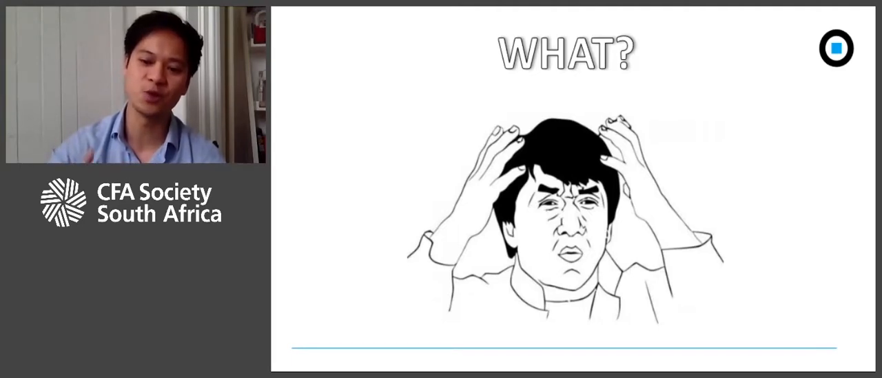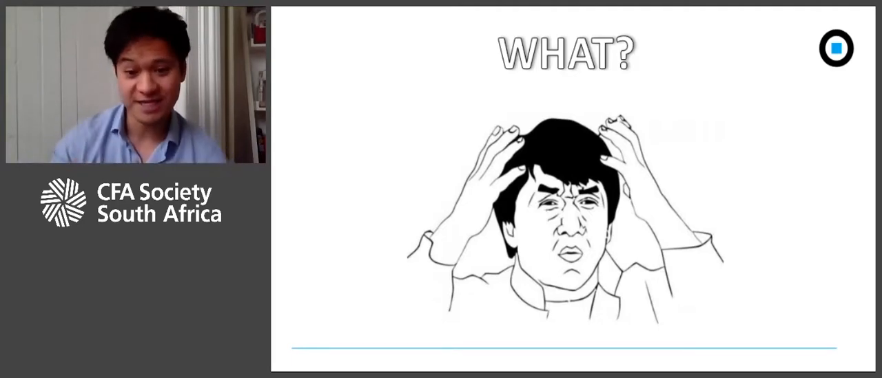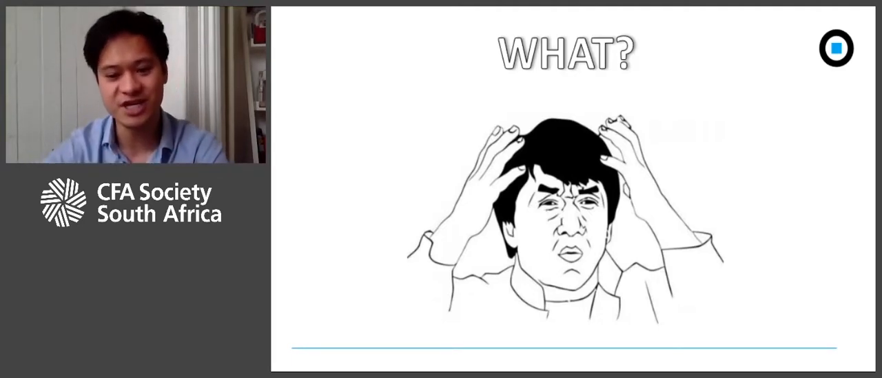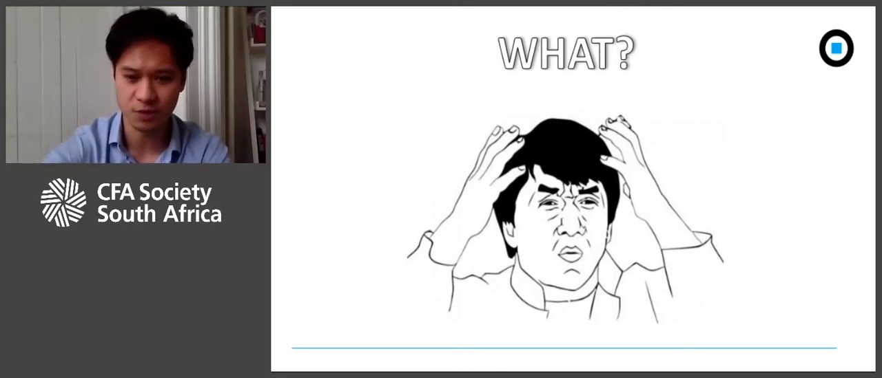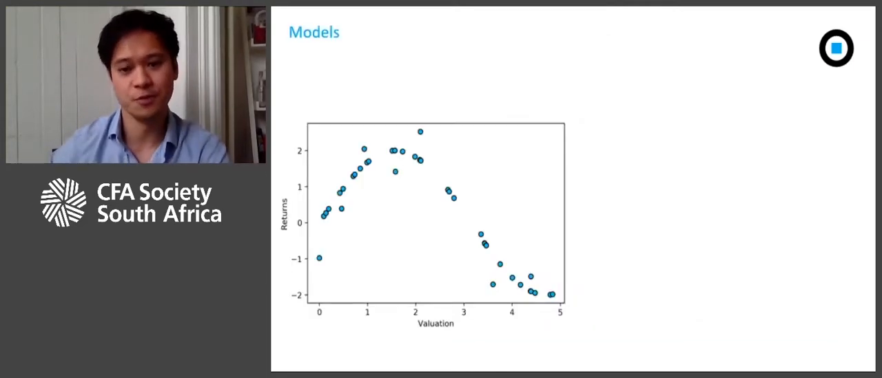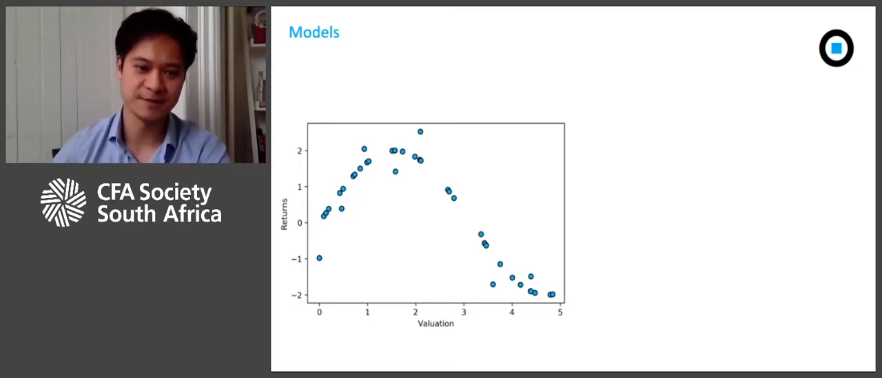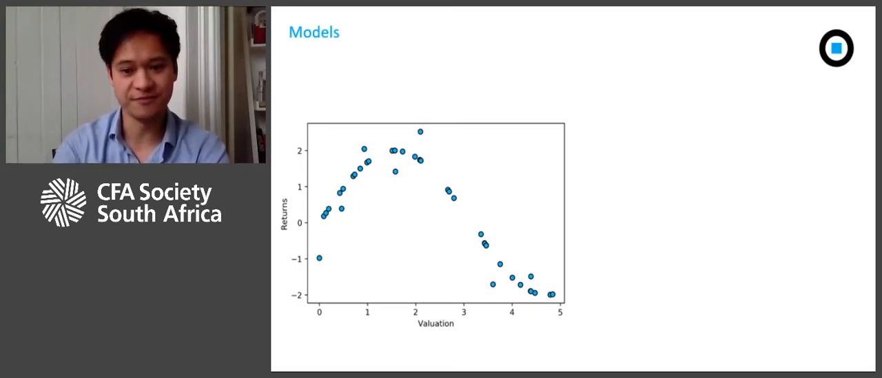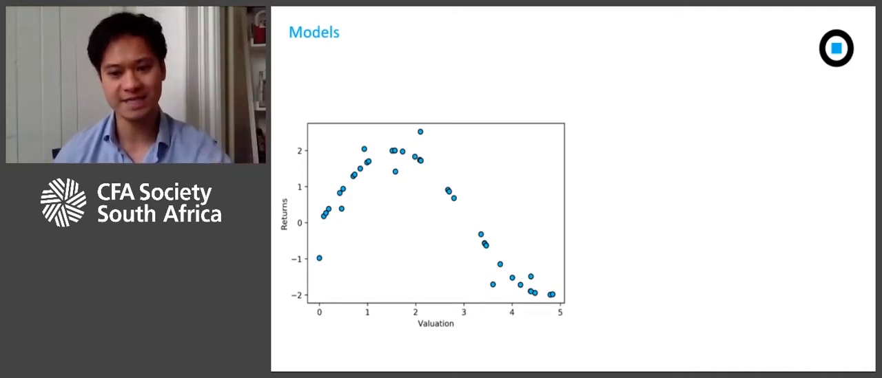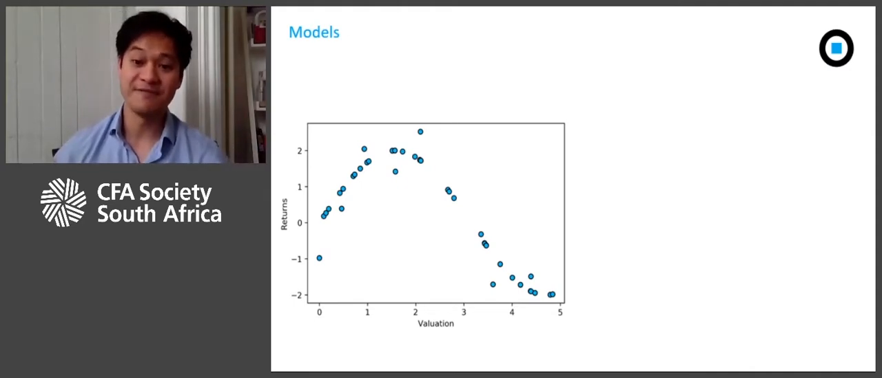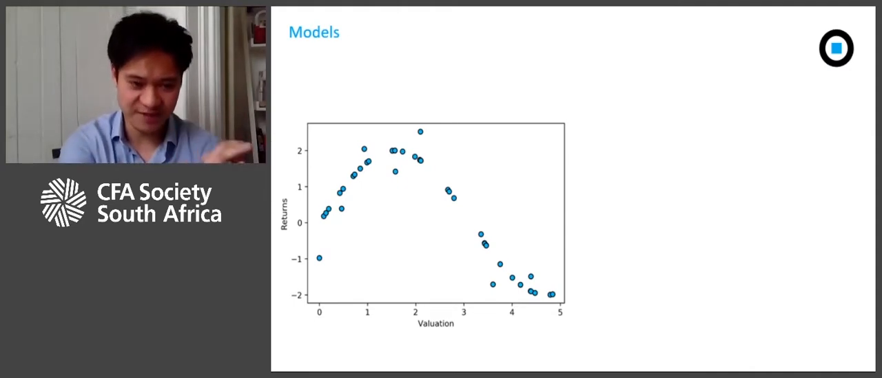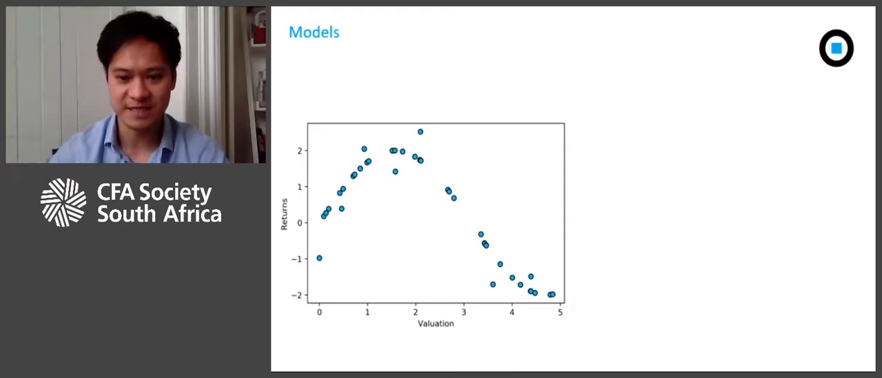I'm going to use a simple toy example which investors should be familiar with, and that's the relationship between valuation and stock returns. We want to know what the relationship is between valuation and returns. On the left, we've got some valuation and returns data on different stocks, returns on the y-axis from high to low, and valuation, from the cheapest valuation on the left to the most expensive on the right.